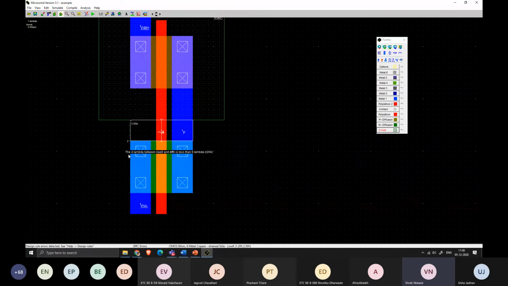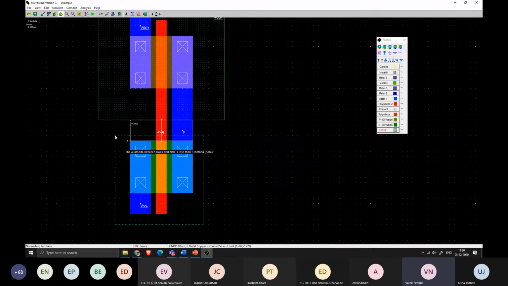The error says, the 4 lambda between anvil and diffusion n is less than 6 lambda, rule number 204. Arre baap re, rule number 204. And you do have literally thousands of rules. Okay, out of those thousands of rules, you have rule number 204. It says that कि भाई जो anvil है और जो n plus diffusion है, इनके बीच में फिलहाल जो 4 lambda distance है ना, वो 6 lambda से कम है. So software requires that distance to be at least 6 lambda.